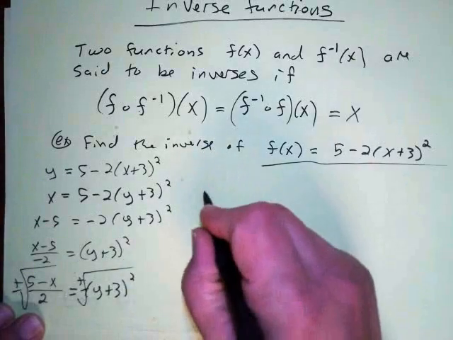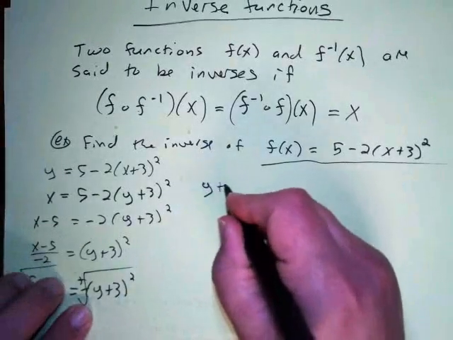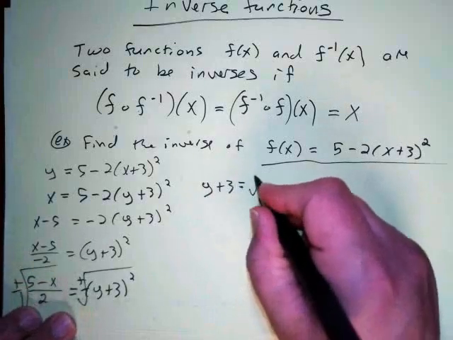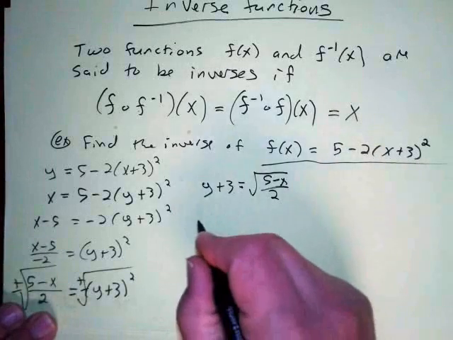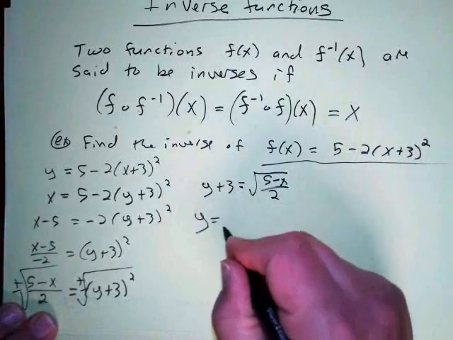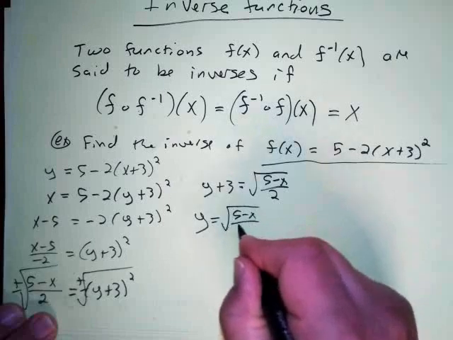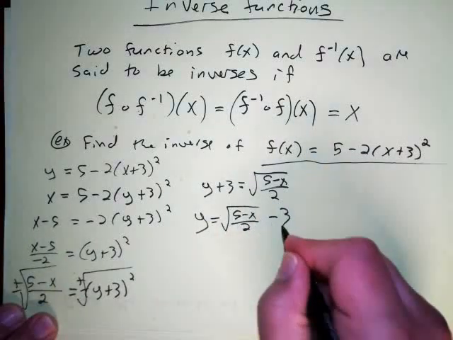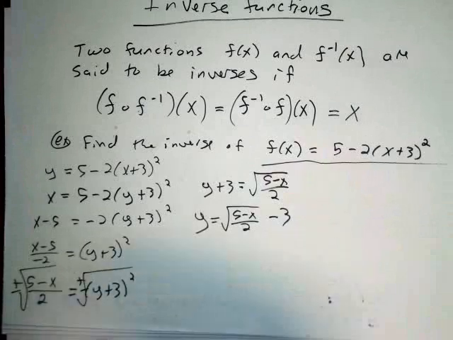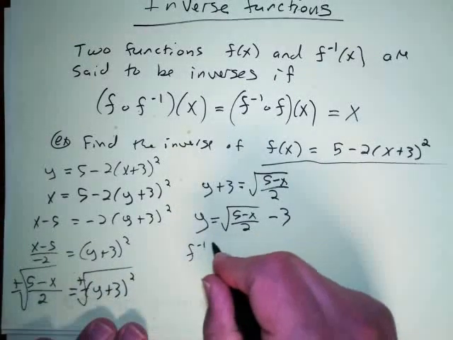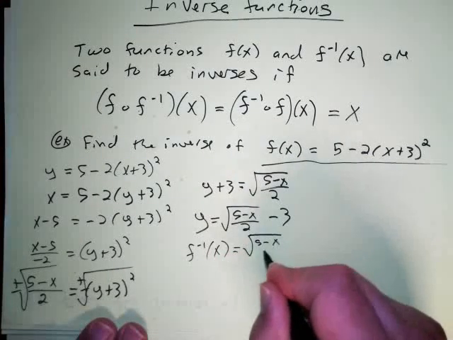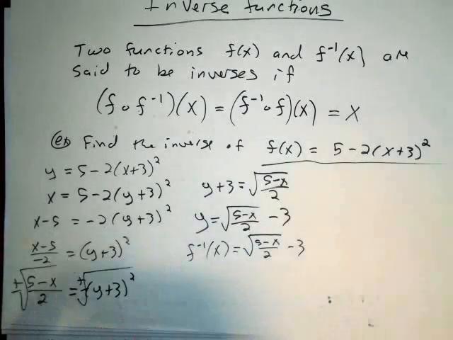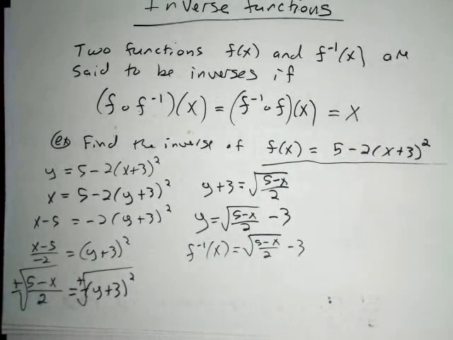And so then what I'm going to get over here, this is just left with y plus 3 is equal to, and this will be the square root of 5 minus x over 2. And then I can move the 3 to the other side. Minus 3. So it would look like that. And so f inverse of x would just be the square root of 5 minus x over 2, all that minus 3. Okay, so that's the inverse function.